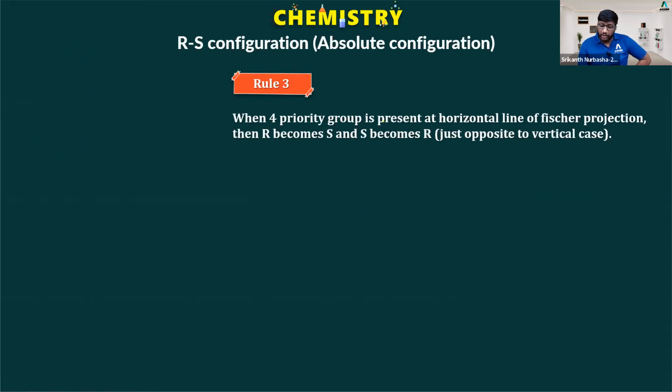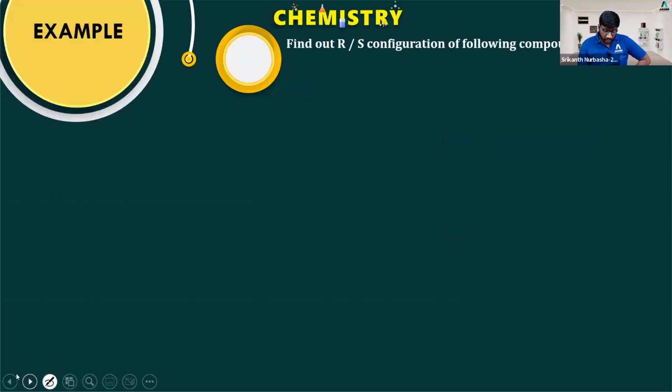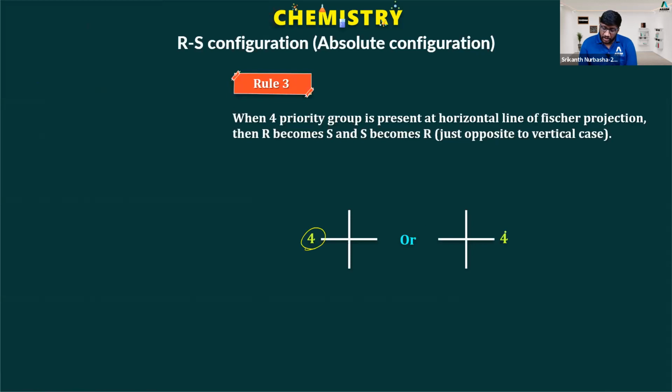When the fourth priority group is present on the horizontal line of the Fischer projection, then R becomes S and S becomes R. That is just exactly opposite. Yes or no? This is the case. If the fourth priority group is on the horizontal line, then clockwise, which was supposed to be R, now becomes S. Anti-clockwise, which was supposed to be S, now becomes R.